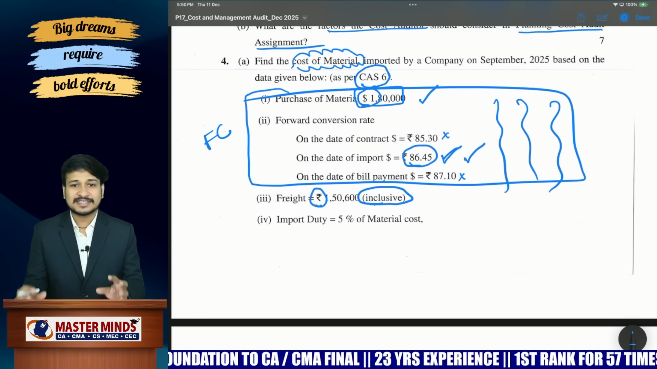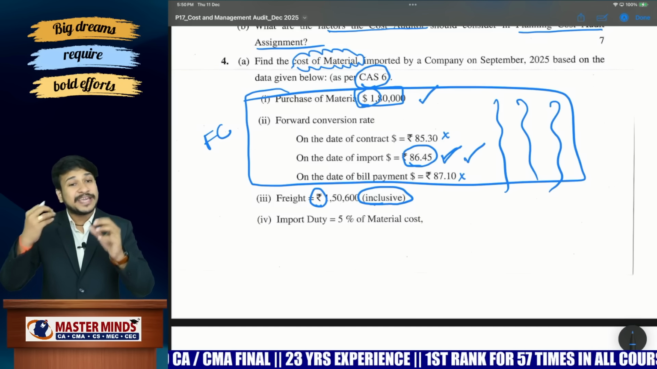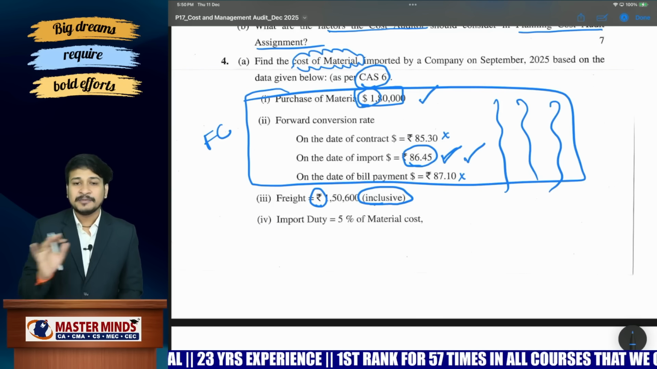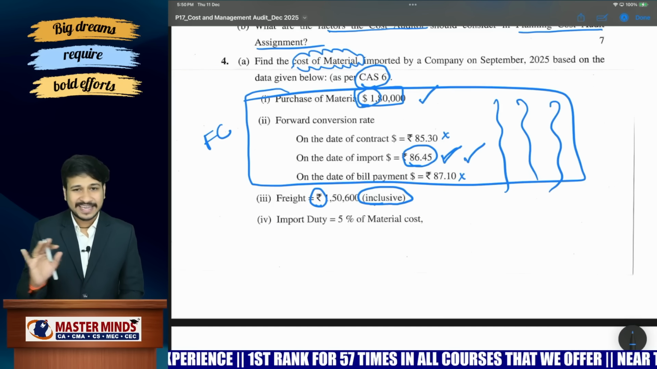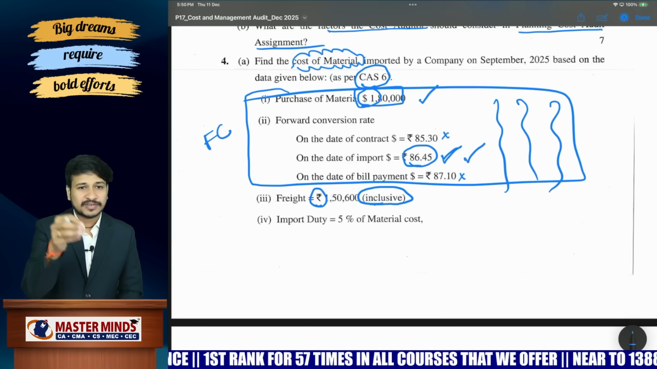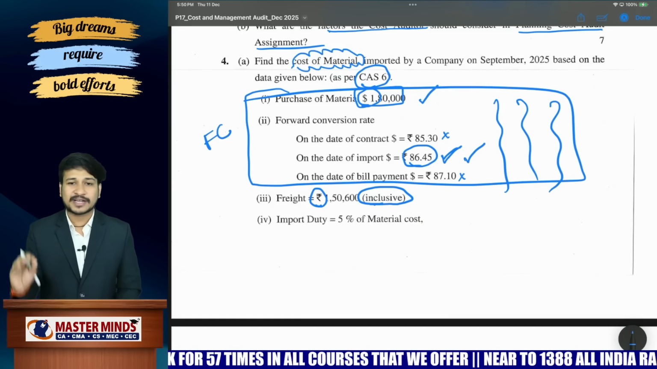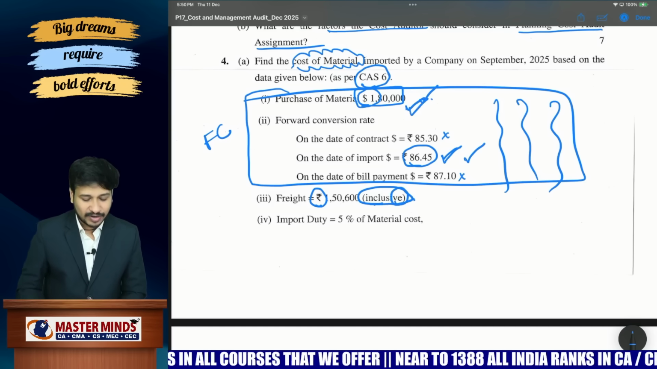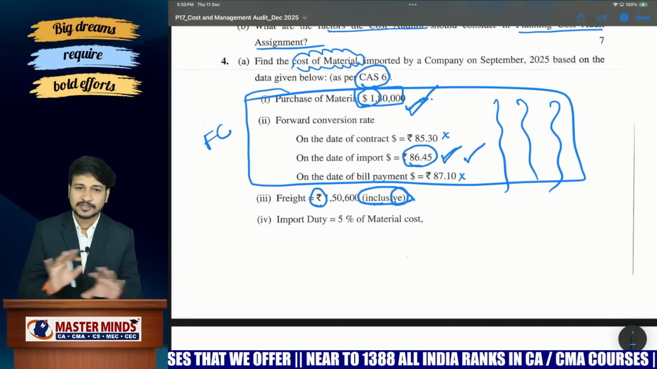You have to understand that freight being inclusive means it is to be included while computing the material cost. That is the meaning. Please don't construe it as already included. Freight is not something that is inclusive in the above cost. If you are assuming that, please make a note clearly that freight is already inclusive in the above cost of $1,80,000, then you can happily consider that freight is already included and hence no need to consider.